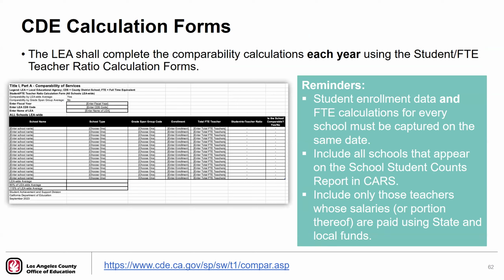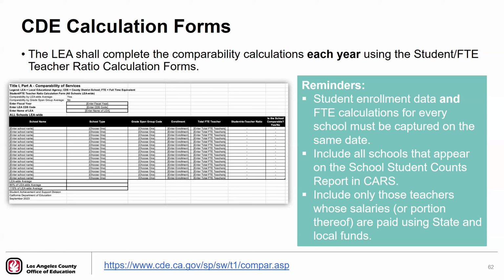So the CDE has developed calculation forms to assist LEAs in determining comparability. And so the forms are in Excel format, and they provide LEAs with immediate information on whether or not a school meets comparability through both of the options that were mentioned, so LEA-wide or by the grade span group. And so the calculation forms, as well as instructions and other related resources, are available on the CDE website, and we've included the link at the bottom of the slide for you.